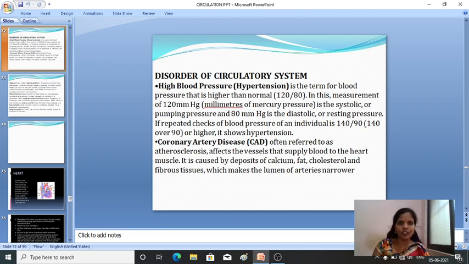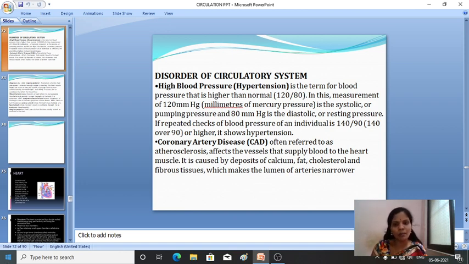So what are the disorders associated with the circulatory system? First comes high BP, that is high blood pressure, which we commonly call hypertension. High BP is a term for blood pressure that is higher than normal. You already know how blood pressure is measured and what the normal range is. In the last class we have already discussed it.